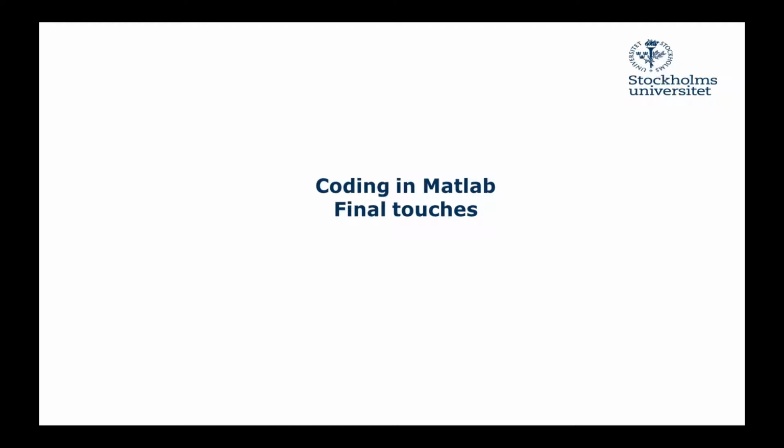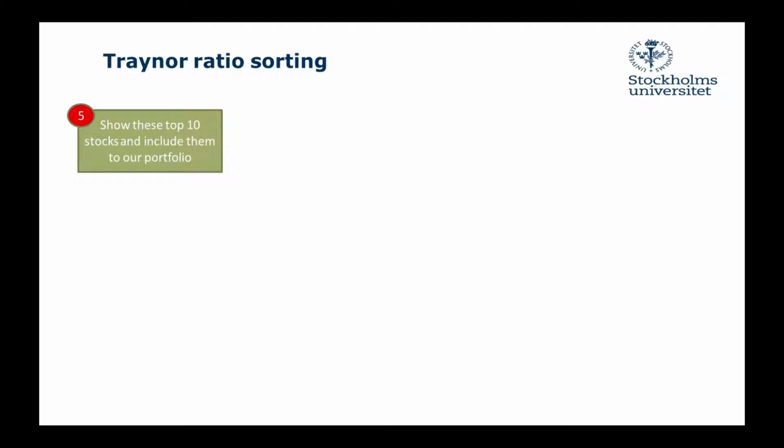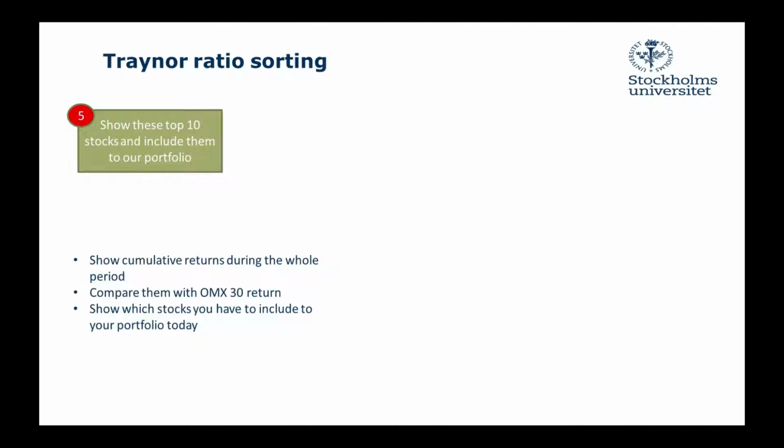Today it is the last video of the MATLAB section and we are going to do our final touches in our algorithm to make it more user-friendly and usable for us. We're going to work on the fifth block where we need to show the top 10 stocks which we included in the portfolio. And also we would like to see the cumulative returns, and we would like to compare them to our benchmark or market, the OMX 30 index. And also we're going to show which stocks you have to include in your portfolio today. So we're going to show the portfolio which was formed at the latest data point.